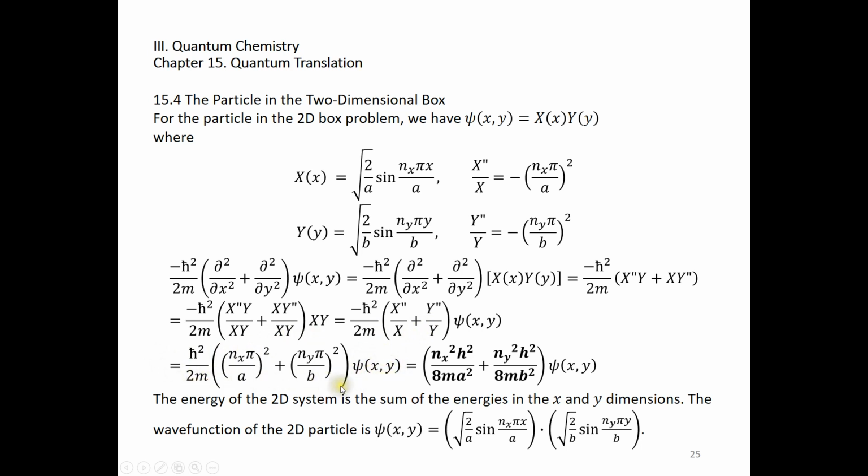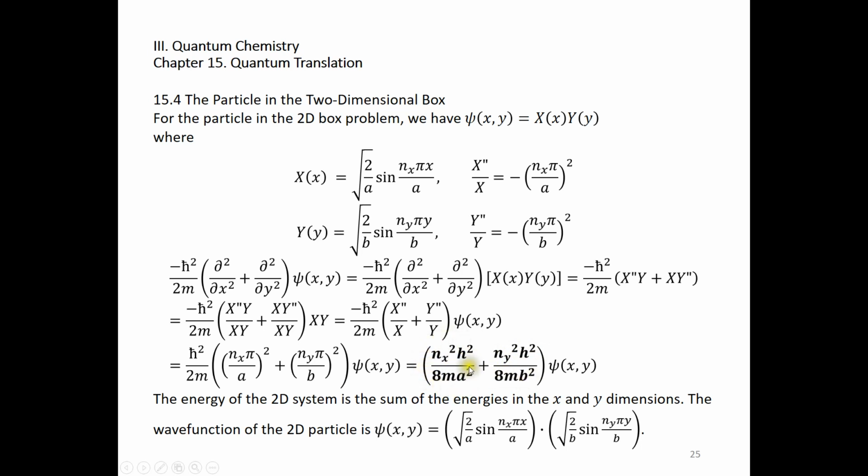We can clean this up a little. h bar is h over 2 pi. So h bar times pi is h over 2. So anyway, after we clean up, there are two terms inside this pair of parentheses. We have nx squared h squared over 8m a squared plus ny squared h squared over 8m b squared.